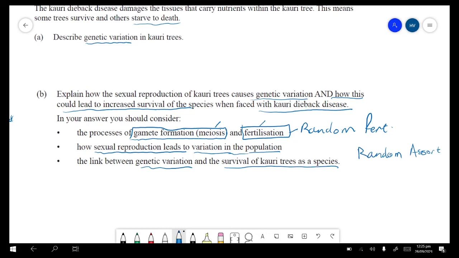So random assortment, next one was crossing over, and then segregation and random fertilization. Okay, so just 4 steps. So can you please pause and then go and answer this for me?